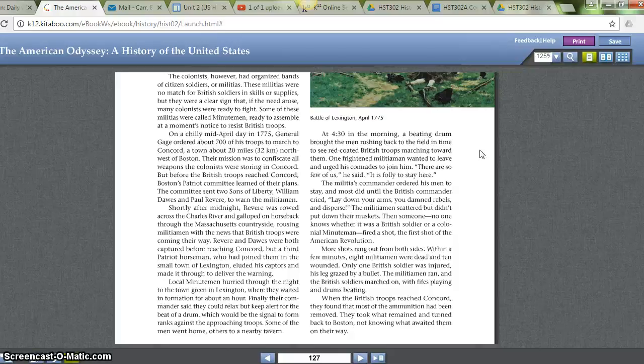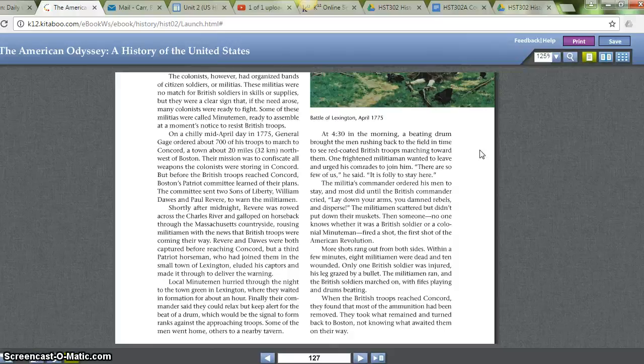Then someone, no one really knows if it was a militiaman or a British soldier or a colonial Minuteman, fired a shot, the first shot of the American Revolution. More shots rang out from both sides. Within a few minutes, 8 militiamen were dead and 10 wounded. Only one British soldier was injured, his leg grazed by a bullet. The militiamen ran, and the British soldiers marched on, with fifes playing and drums beating.